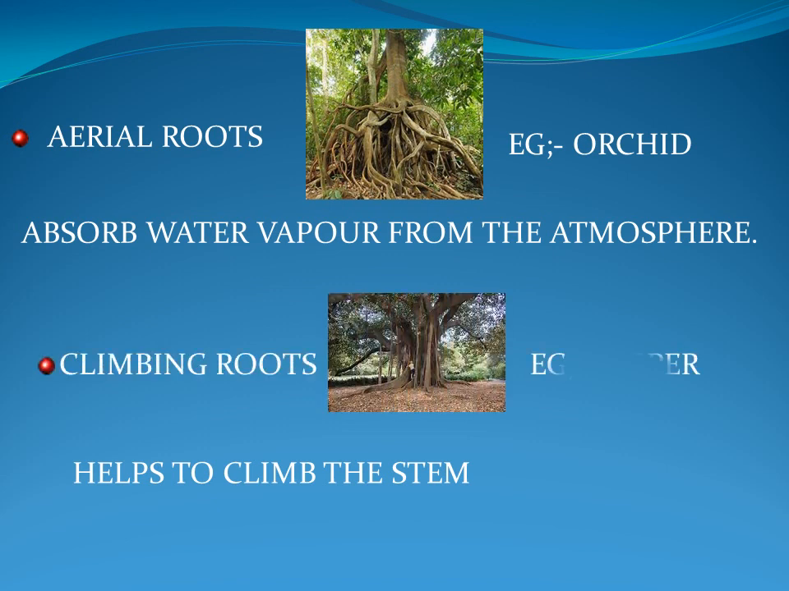So the next one is climbing roots, and climbing roots are the roots which are going up. Some small children also play with them. For example, pepper, where the roots really help to climb the stem, because the stem is growing up. As I told you about prop roots, both are the same.